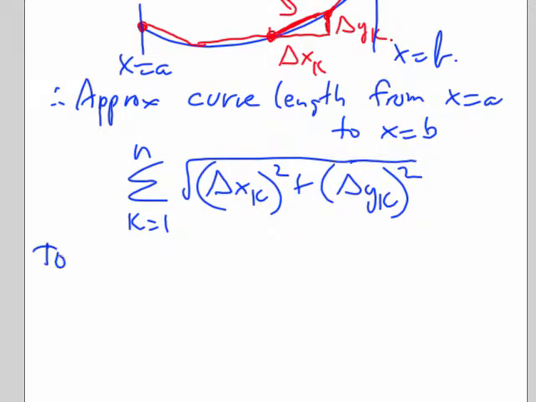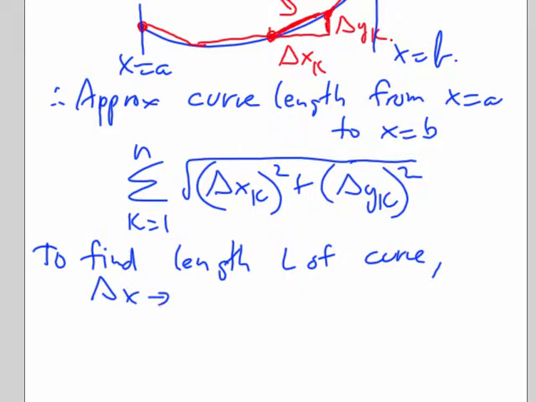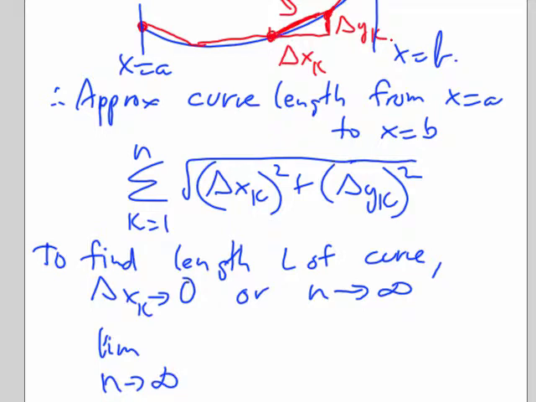And then, to find the actual length of the curve, what we can do is make our change in x approach 0. So each change in x approaches 0, or in other words, the number of intervals increases to infinity. In other words, we'll do a limit. So we'll do the limit as n approaches infinity, or delta x approaches 0, of our sum.